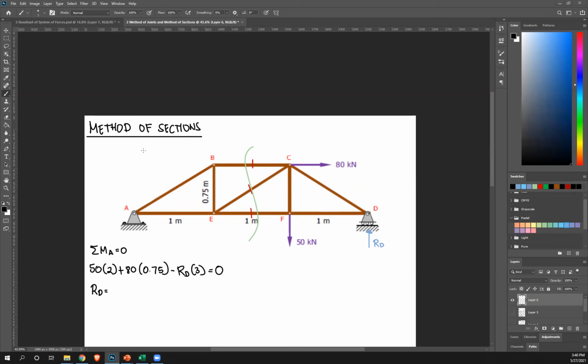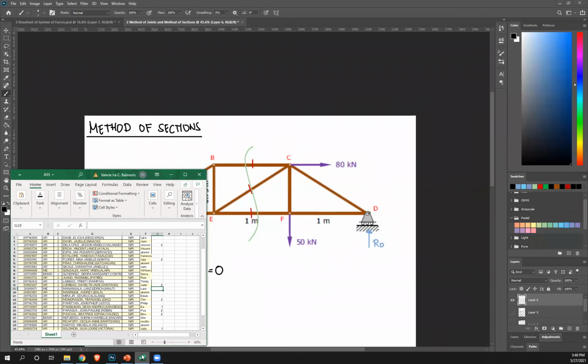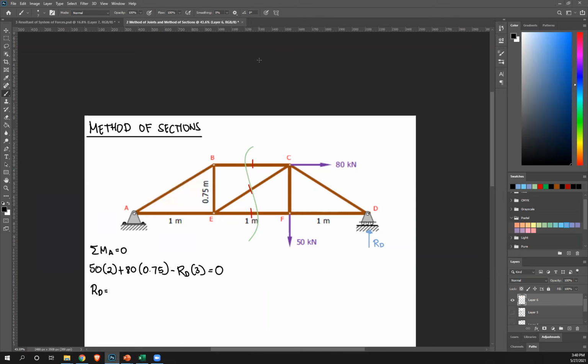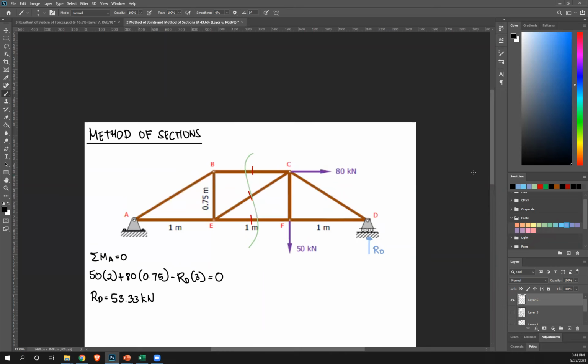Correct, Ronel and Audrey, Manrique and Juano. That's 53.33 kilonewton. Positive, therefore correct assumption, it is indeed upward. Okay, so now that I have that, I can now isolate this.